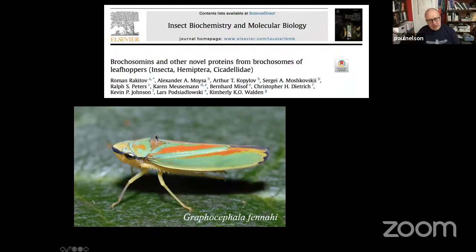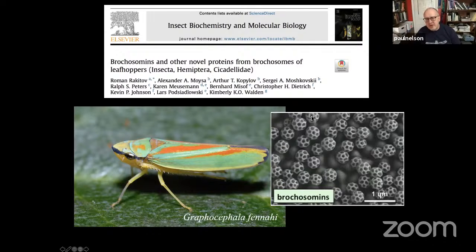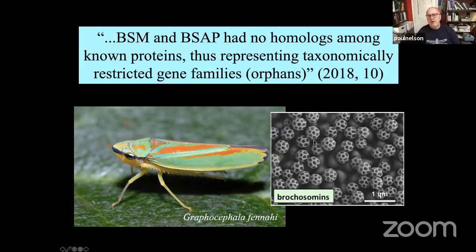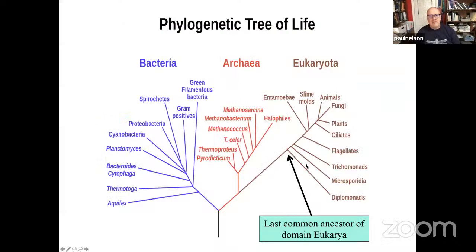This very cute little bug, a leafhopper, produces a superhydrophobic coating in its Malpighian tubules that it deposits on the outside of its body. And these are the brachysomins, the proteins involved. They look like little buckyballs. They're unique. The proteins involved in making these are not found anywhere else.